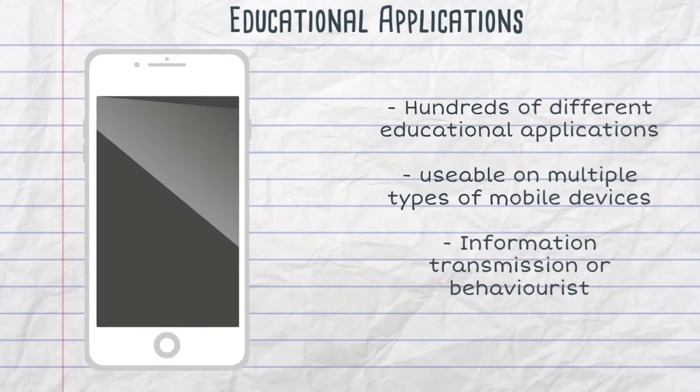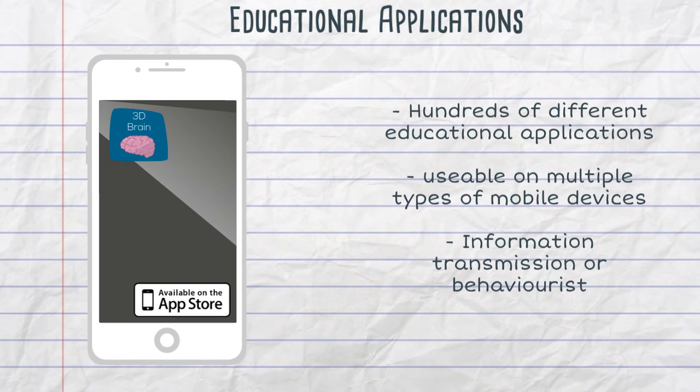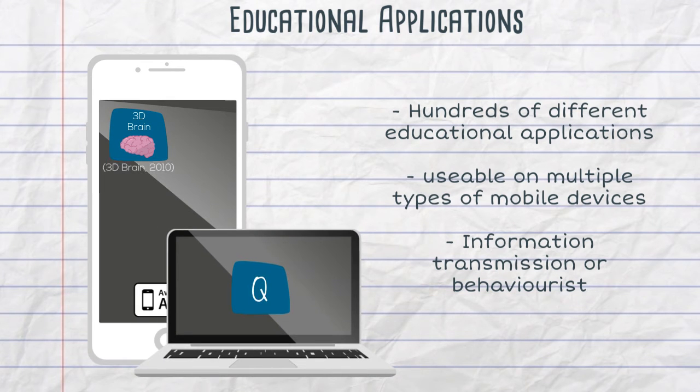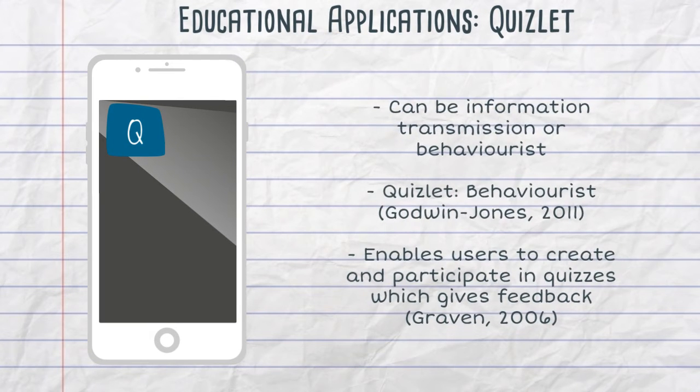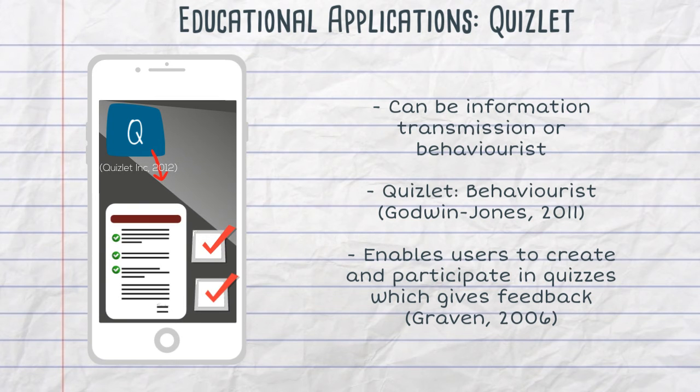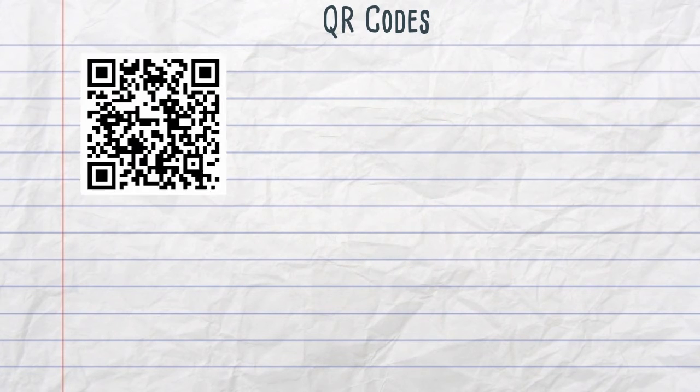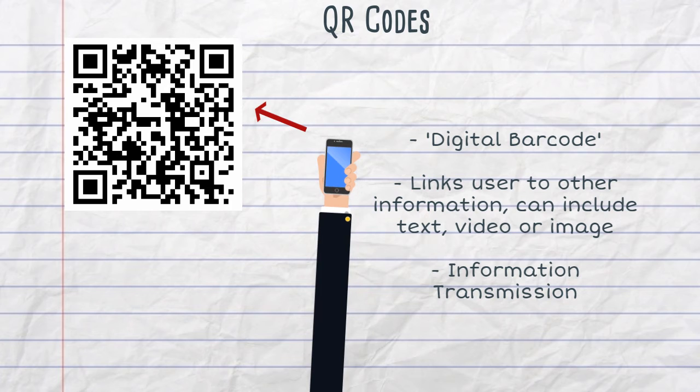There are hundreds of educational applications available which can be used on a variety of mobile devices. This type of tool can be information transmission or behaviourist. Quizlet is one behaviourist app which would be beneficial to psychology students as it allows users to take part in quizzes which receive feedback. QR codes are a digital barcode which you are able to scan using a mobile device.